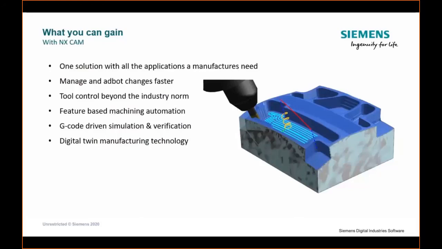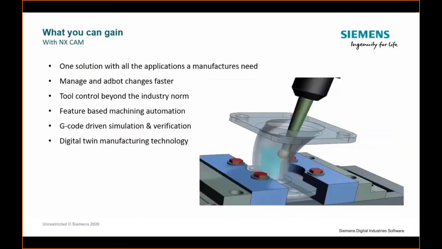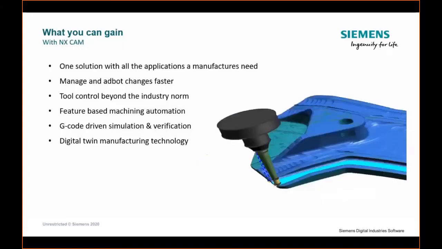NX CAM offers the latest cutting strategies such as adaptive milling, which is a next-generation high-speed roughing strategy. Ideal for cutting hard materials, adaptive milling enables deep cuts and consistent tool loads that increase material removal rates. With adaptive milling, you can significantly shorten your machining cycle while extending your tool life.